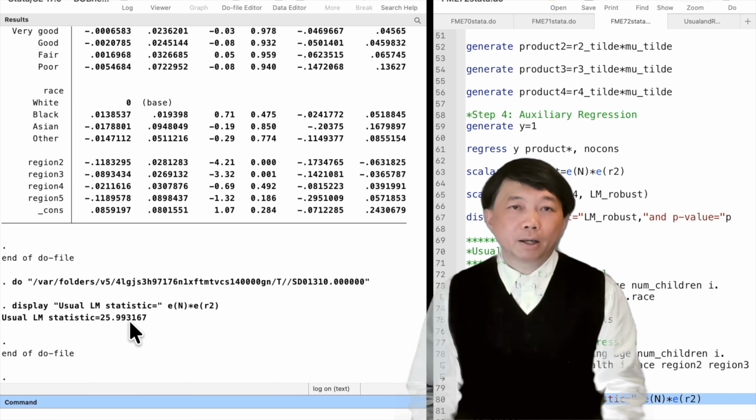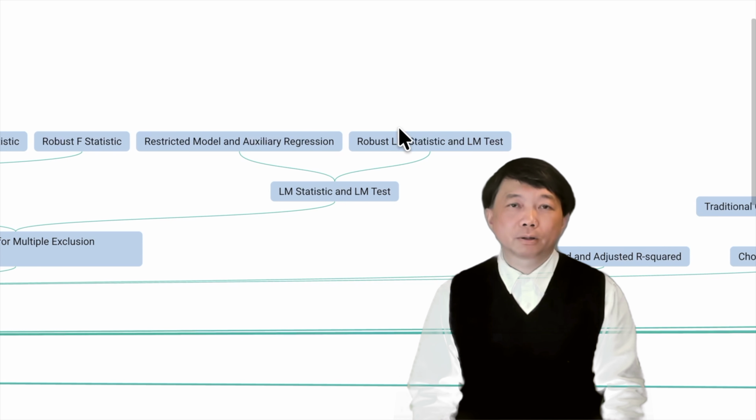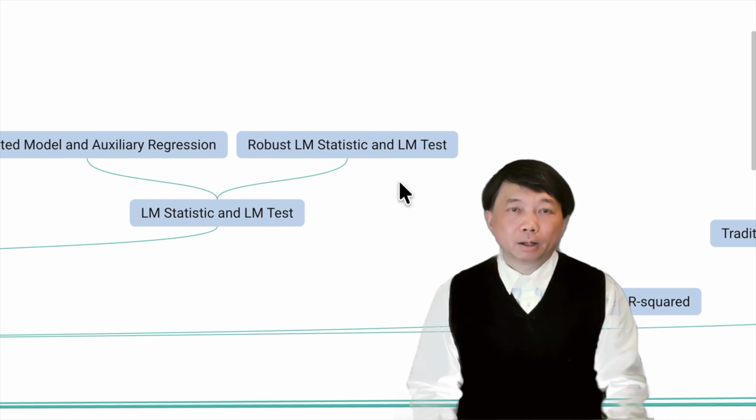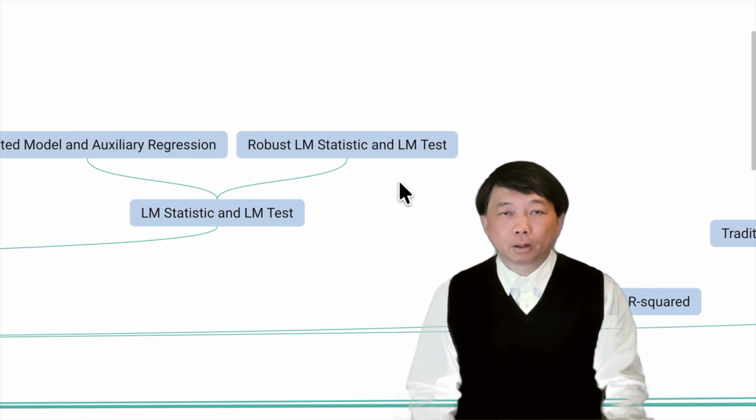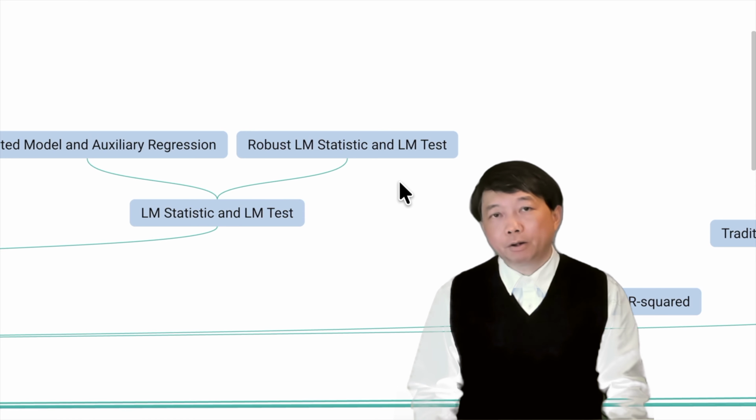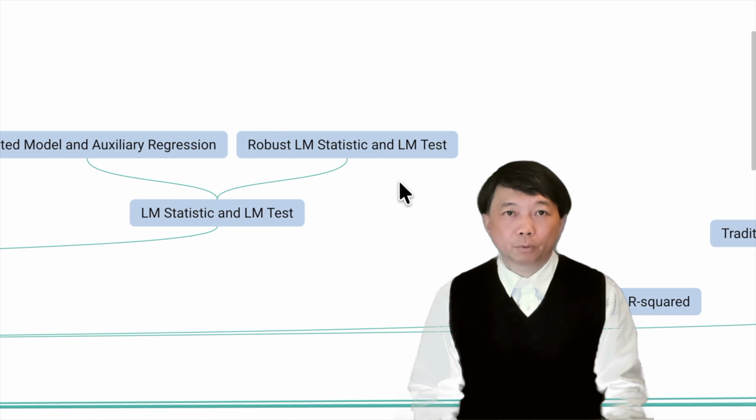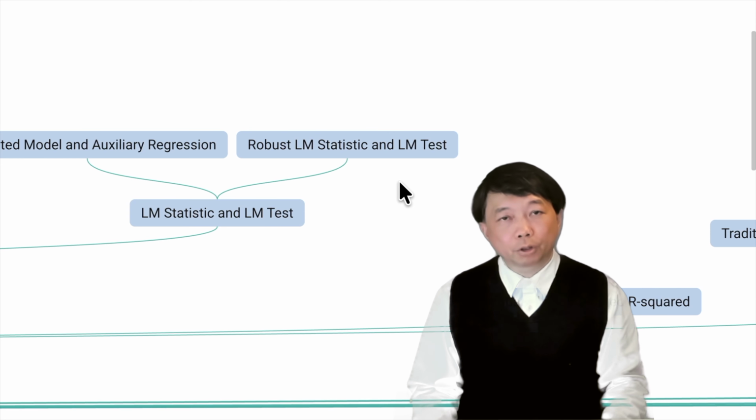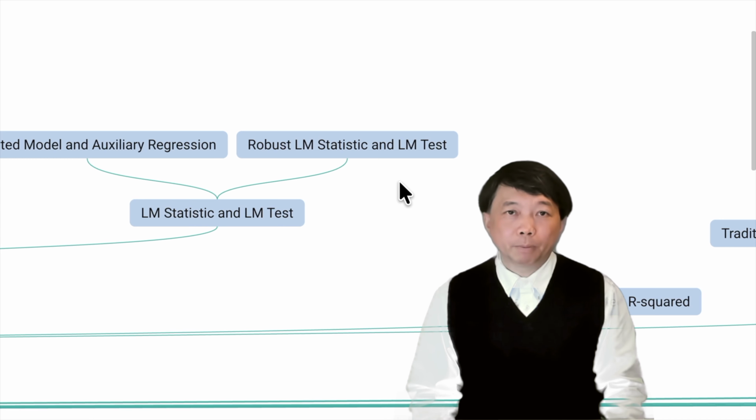The idea behind the LM test is that the residuals from the restricted model contain variation that cannot be explained by the included explanatory variables. If the excluded variables are highly correlated with those residuals, we can reject the null hypothesis and should not exclude those variables from the model.